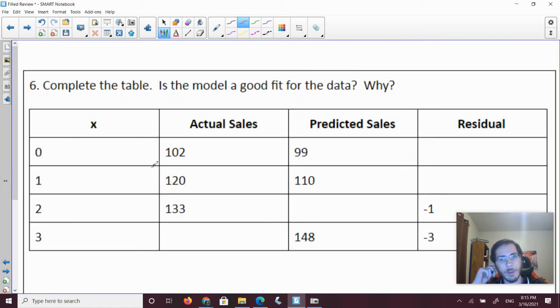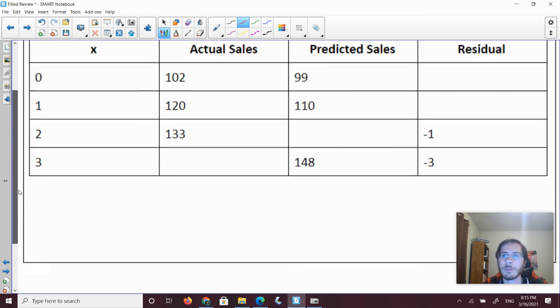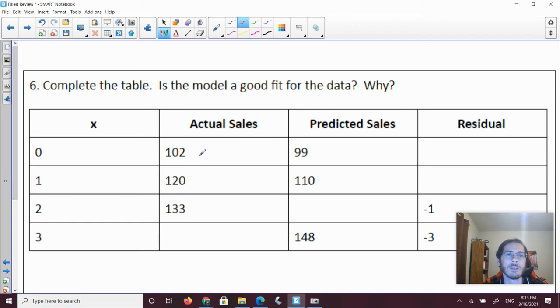For 6, complete the table. Is the model a good fit for the data? So just to show you there's nothing really behind me in those boxes. So we're given the actual and the predicted and the residual. So we have to kind of fill it in.